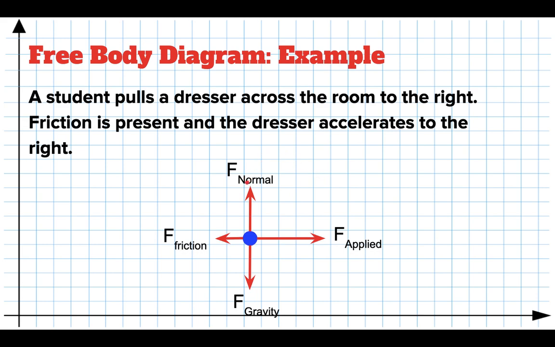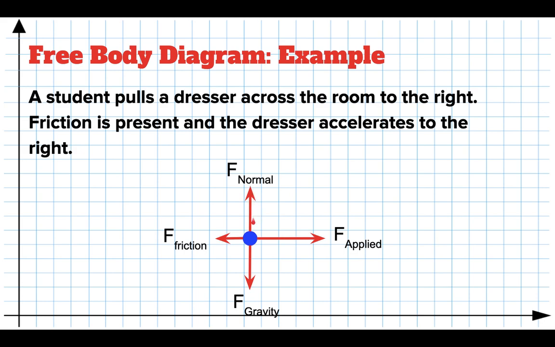And now here's one more detail I want you to notice. Not only did I put all the forces and label them, but since the dresser accelerates to the right, there must be an unbalanced force to the right. Because if the forces are balanced, it wouldn't accelerate. So, if there's an unbalanced force to the right, it means this force here has got to be bigger than friction. So you see how I drew my arrows to show that? If an object is accelerating in a certain direction, the forces going in that direction have got to be bigger than the forces going in the other direction.